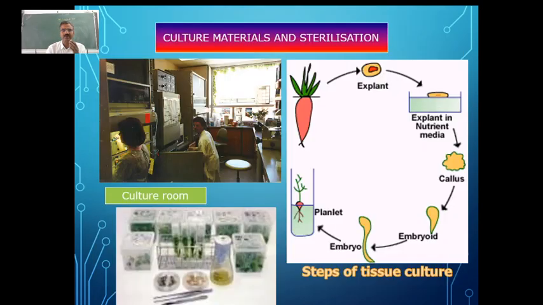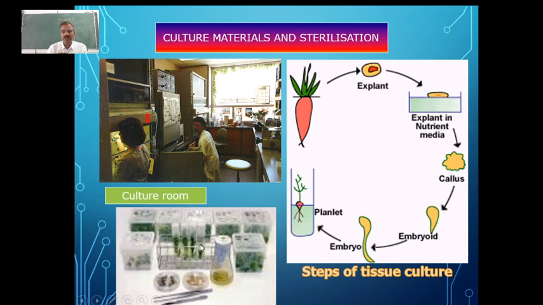And they are able to multiply. You can just have a look at the different stages here. We have taken a portion of the plant, which we call an explant, in the nutrient medium. They start multiplying and form the callus, plural calli, and that callus is made into pieces and grown into plantlets. Like this, many plantlets you can see here. This is the culture room where they are growing, and they are using different materials for this.